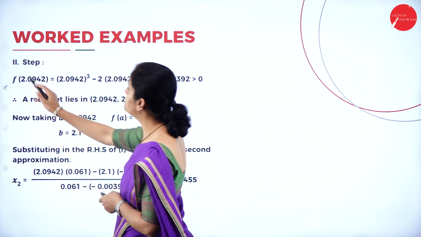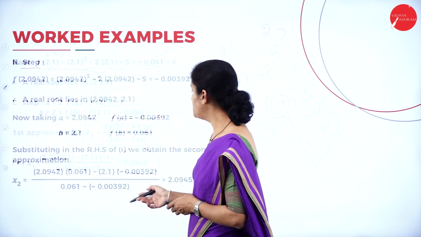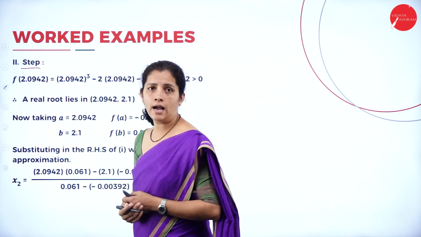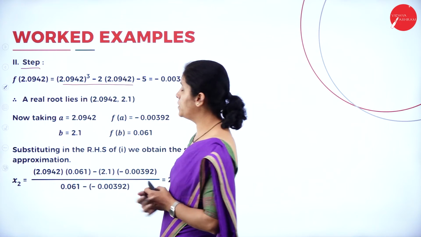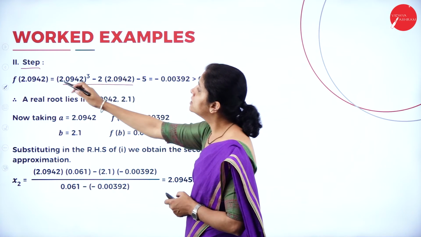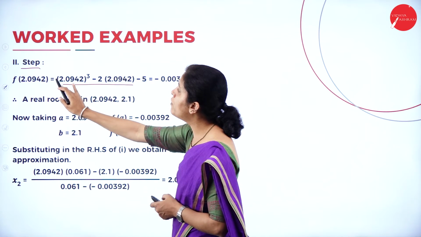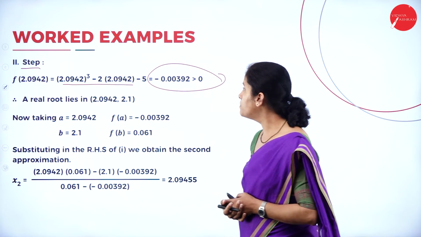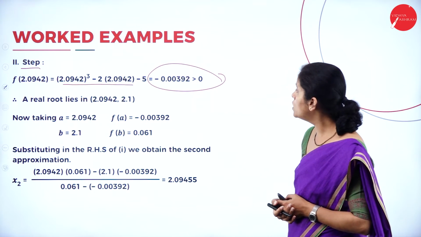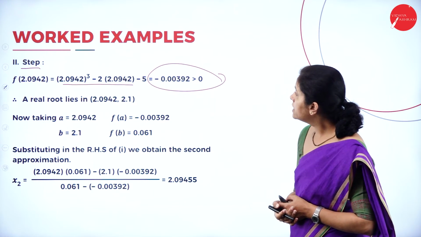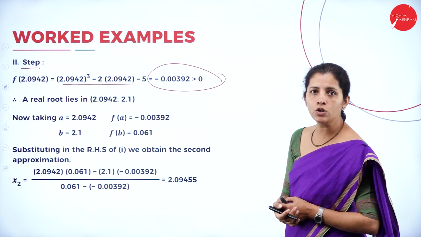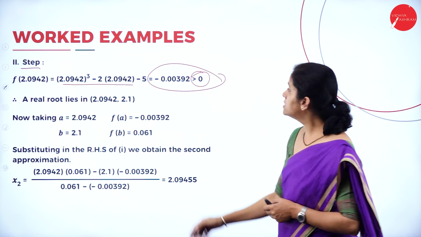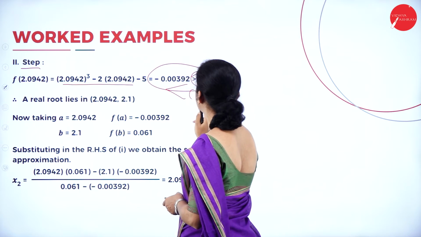So in step 2, this is my second iteration. This is my x1. So f of x1, I'm going to substitute in my equation. When I substitute this 2.0942 in my equation, I'm going to get the answer -0.00392. Is it greater than 0? No, it is not greater than 0. So it is a negative number and it is less than 0.